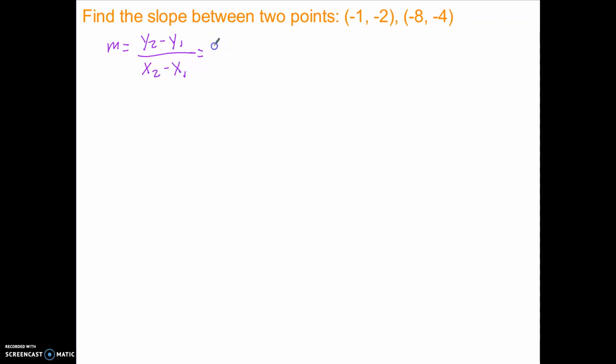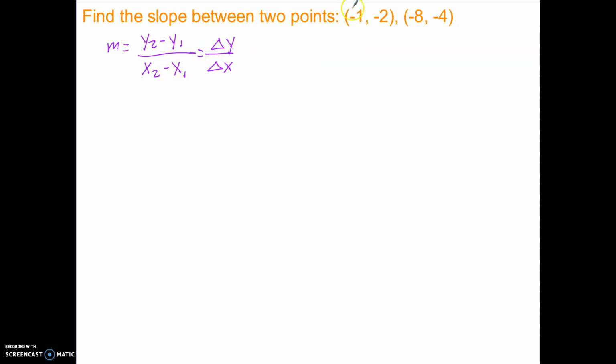And some of you folks might have seen it written this way, delta y over delta x. I typically don't write it like this, but in the future, anytime you see this triangle symbol, it basically means the difference of. So the difference in y values over the difference in x values.